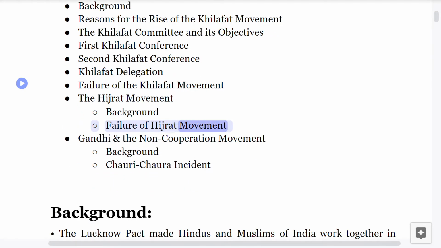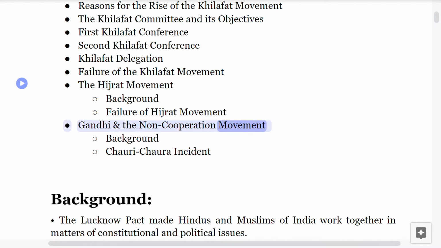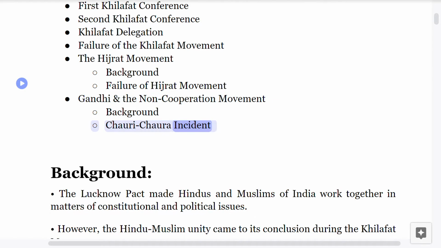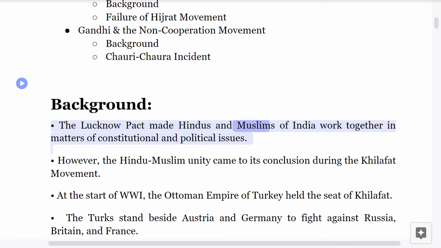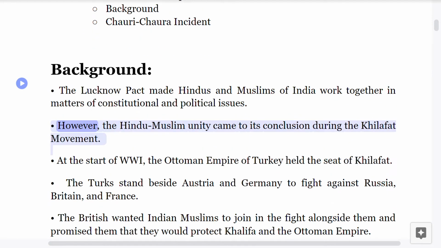Gandhi and the Non-Cooperation Movement. Background. Chauri-Chaura Incident. Background. The Lucknow Pact made Hindus and Muslims of India work together in matters of constitutional and political issues. However, the Hindu-Muslim unity came to its conclusion during the Khilafat movement.